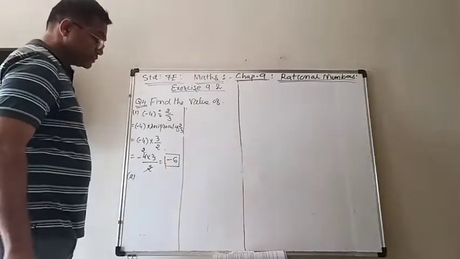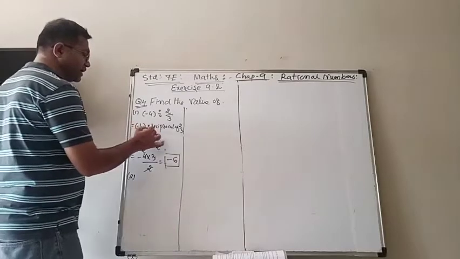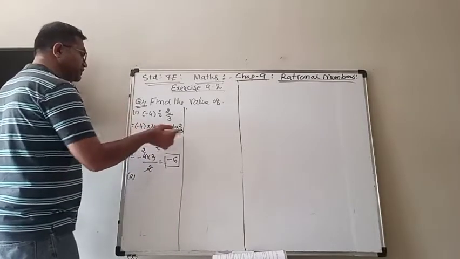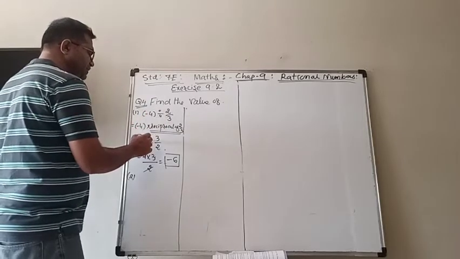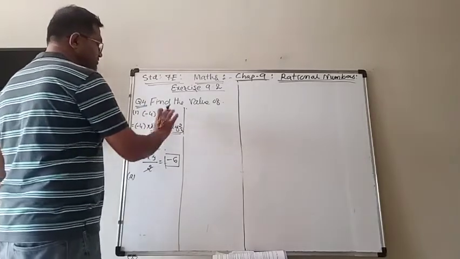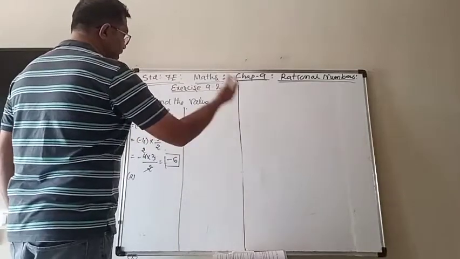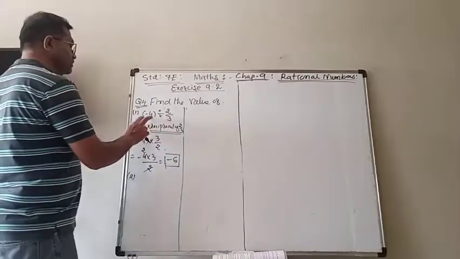Second one. Now it's not necessary to write down that step. You can directly write down. You have to convert division into multiplication, and then write down the reciprocal of the number which is after the division sign, not before that.